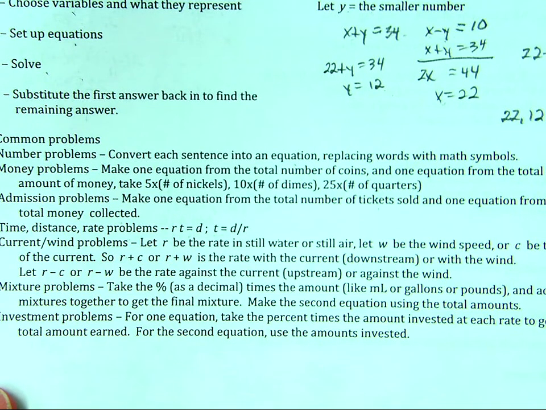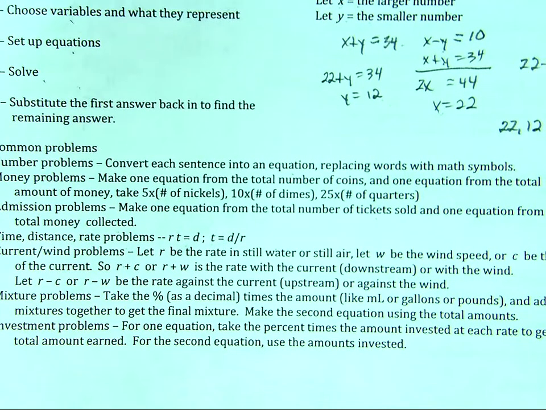Then you have investment problems. Usually they'll tell you you have this much money to spend. You could invest part of it at this rate and part of it at this rate. How much at each rate to end up with this amount of money? So usually you have one equation, which is the total amount of money you have to invest, and you have a second equation, which is the dollars of each. I tried to put in some examples of each of these.